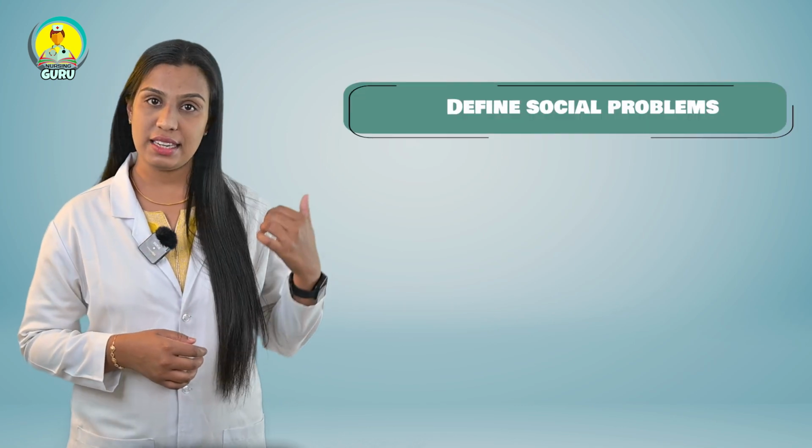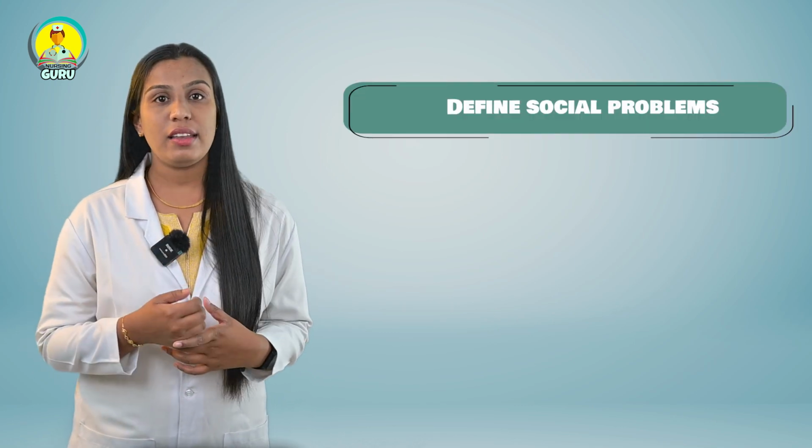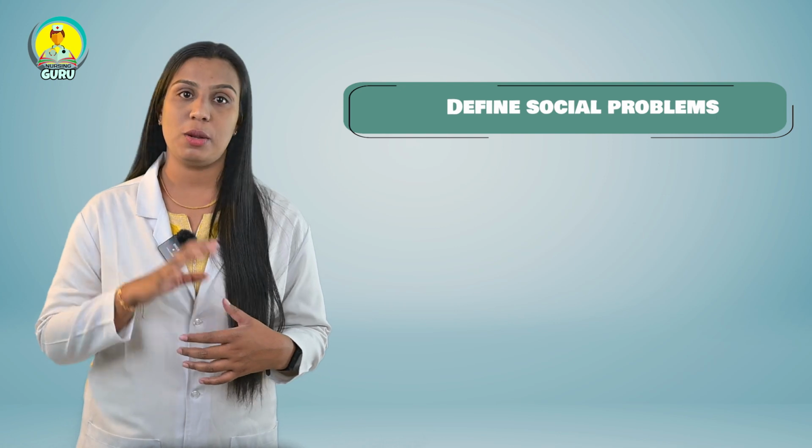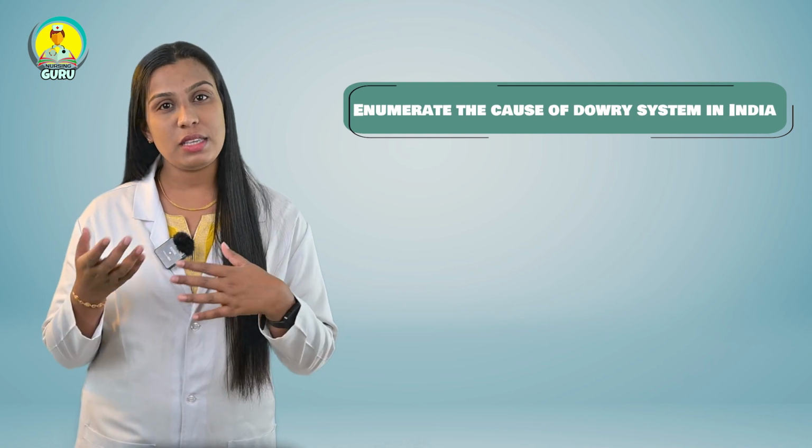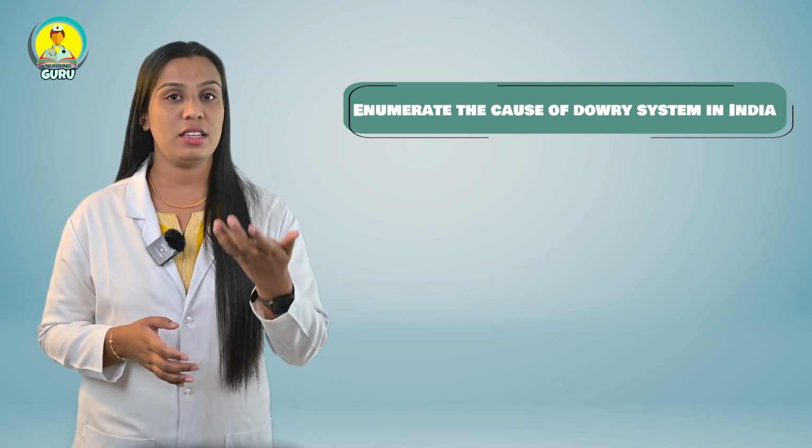Don't forget to work on it. Next questions are from sociology. The first one is define social problems and explain the characteristics of social problem. Next is enumerate the causes of dowry system in India. So social problem is important in both essays and short notes.